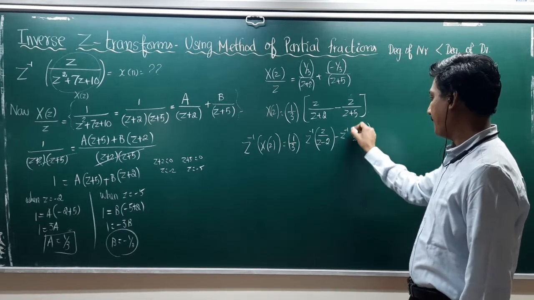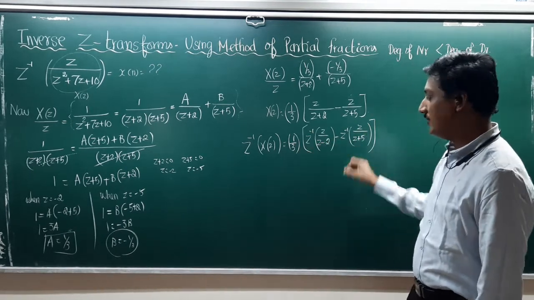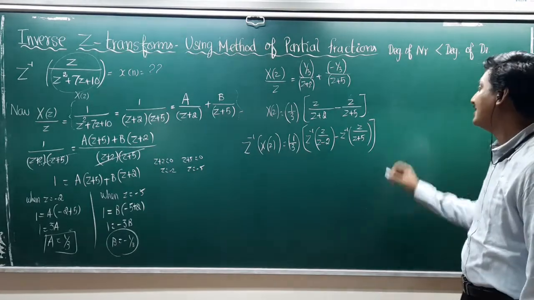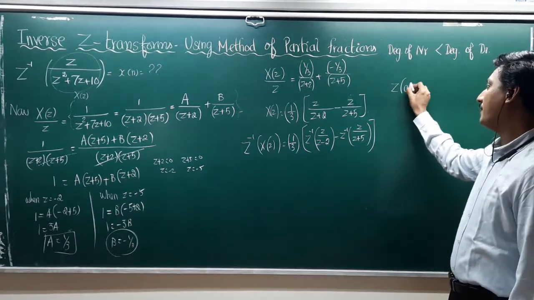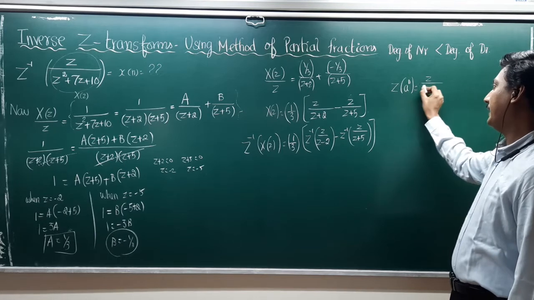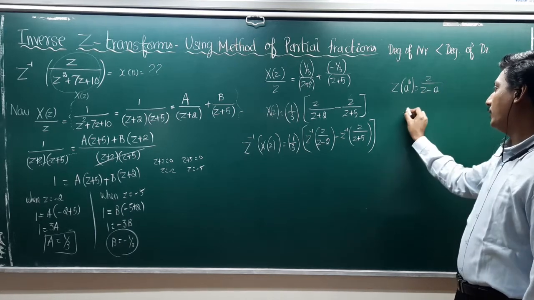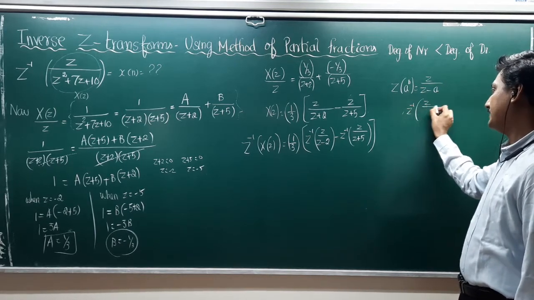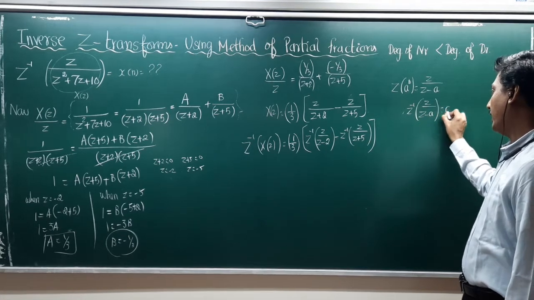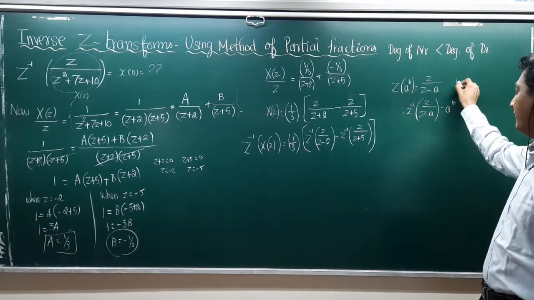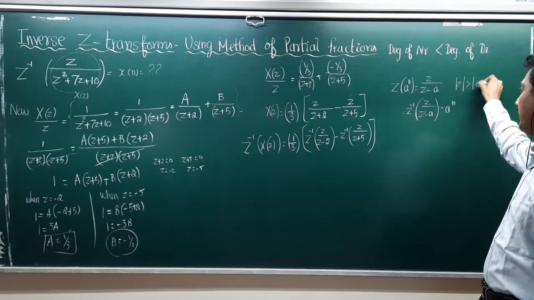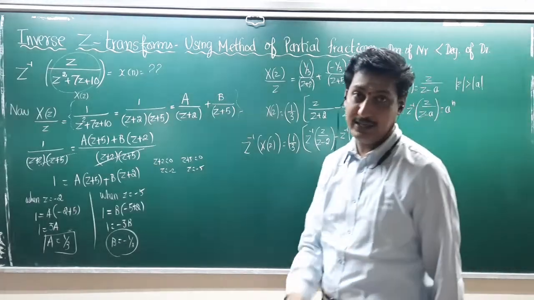Is it clear? Alright? So what is the z inverse of z by z minus a? If you know this result, the z transform of a to the power n is equal to z by z minus a. Then the z inverse of z by z minus a is equal to a to the power n, isn't it? So what is the region of validity here? Mod z is greater than mod a. So once we know this result, we can easily get the answer.